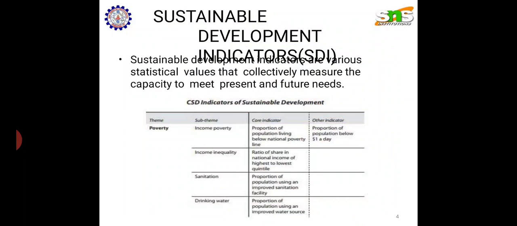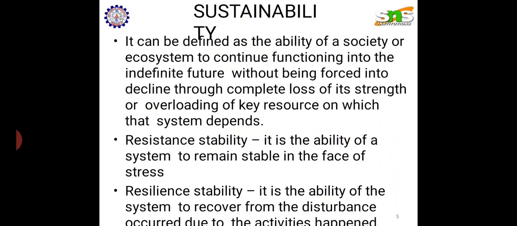So there are certain indicators of sustainable development. The sustainable development indicators have been developed by the United Nations organization. Some factors are poverty, particularly income poverty, income inequality, sanitation, drinking water, and a lot of other health indicators. So these should be developed in the future.